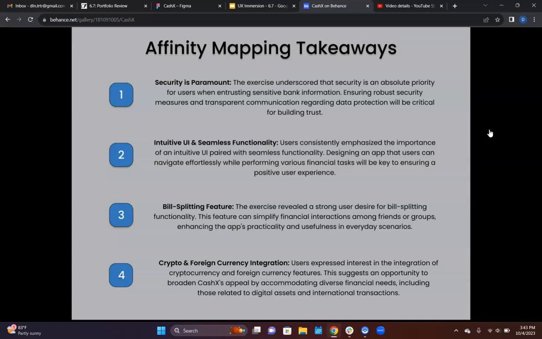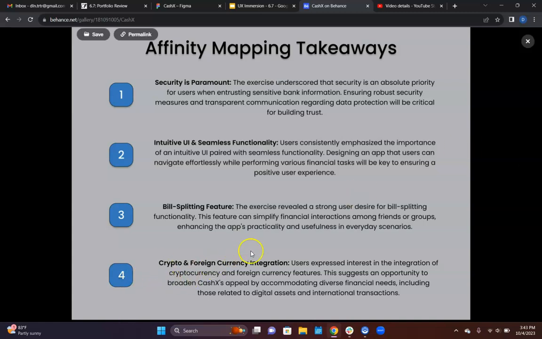A third takeaway from this, and again, this goes back to offering something that none of our competitors currently offer, was a bill splitting feature. Currently in the fintech space, there are little to no apps that offer a way to split bills amongst a group of people. So we thought this would be a good way to really set ourselves apart.